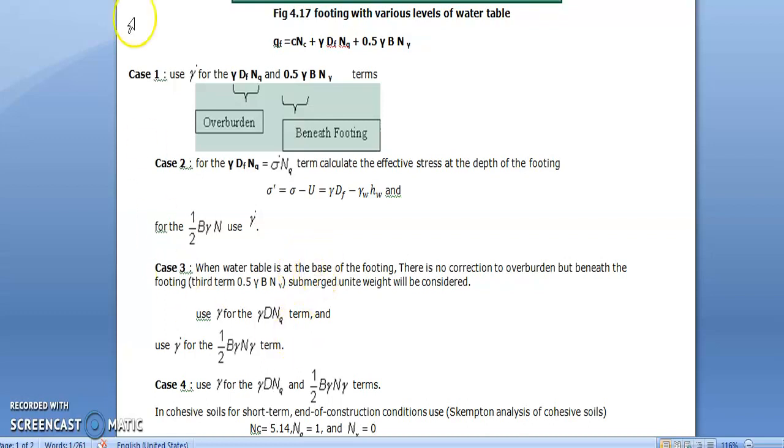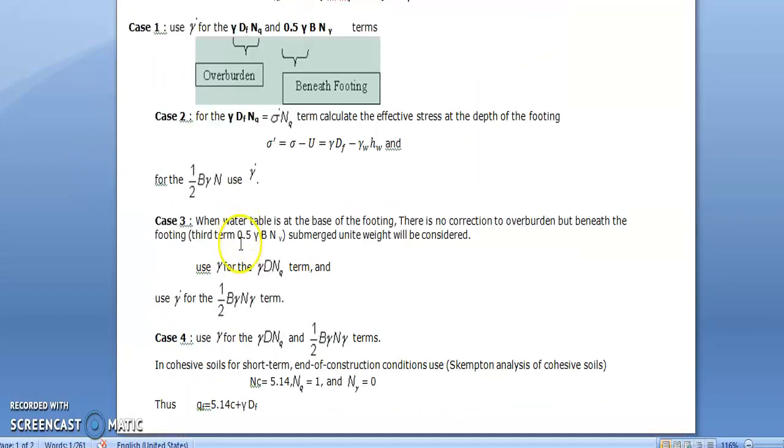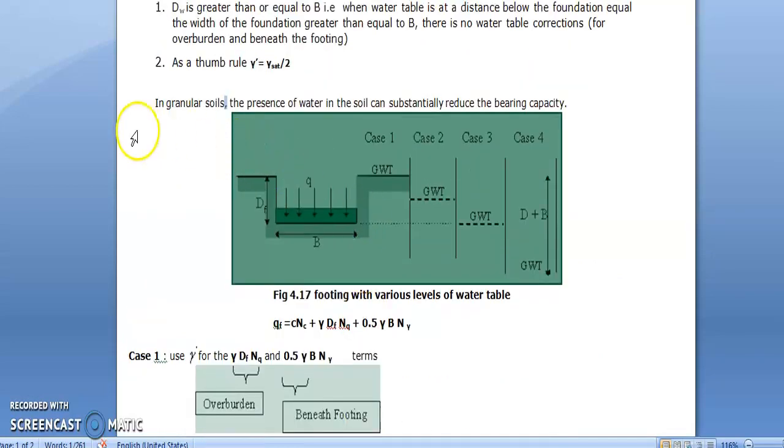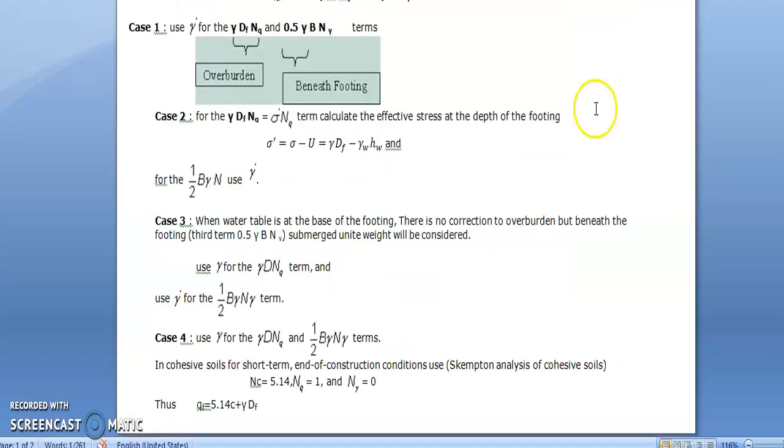What is case 4? Case 4 is when the water table is way below. So when the water table is way below, you will directly, obviously, use gamma for the second term and gamma for the third term. Okay, but there is a specific case here, that is in case of cohesive soil. Now if you realize, in granular soils, the presence of water in the soil can substantially reduce the bearing capacity. So all this that I have spoken of, the effect is very much enhanced when it is granular soil. What happens in case of cohesive soil? Okay, so this is a special case. Actually, this is not the fourth case, but comes under that category.